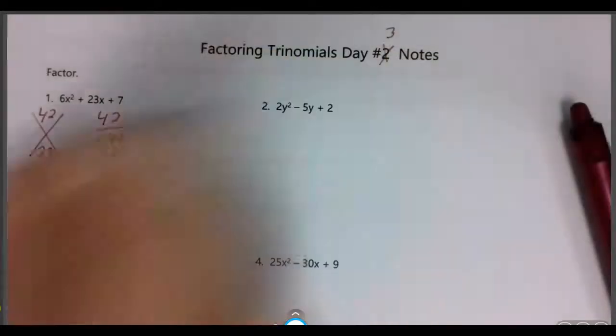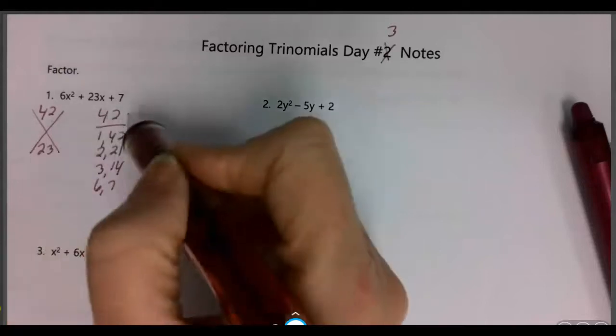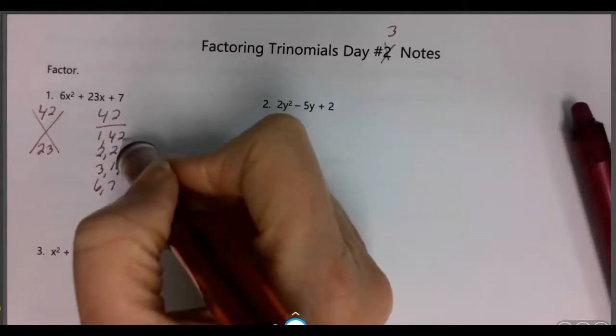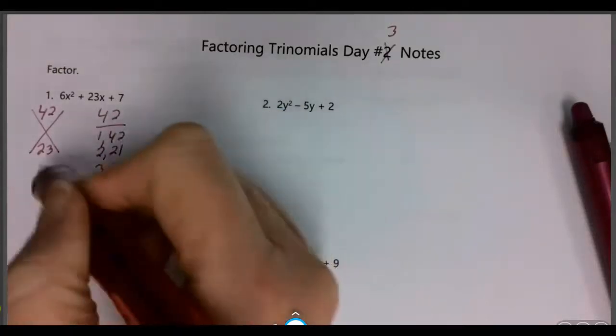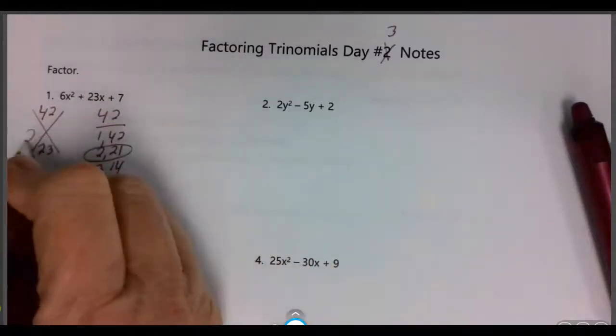So hopefully you have it so far like this. We know that we're going to multiply 6 times 7, therefore getting 42. We know that B is 23. We list the factors of 42 in pairs. We have listed those all out. We want the pair that when added gives me 23. We know that's 2 and 21.